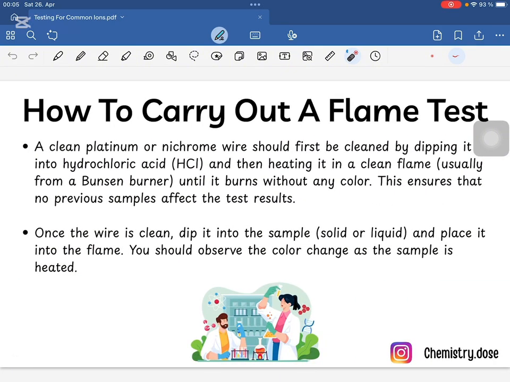Now, how is the flame test carried out? First, a clean platinum or nichrome wire should be cleaned by dipping it into a hydrochloric acid solution. And then we need to heat the wire in a clean flame from a Bunsen burner until it burns without any color. This ensures that no previous samples affect the test result. After doing this, we dip the clean wire into the sample. It could be, for example, a solution containing lithium chloride or NaCl, and then we place it into the flame, and we observe the color change as the sample is heated.